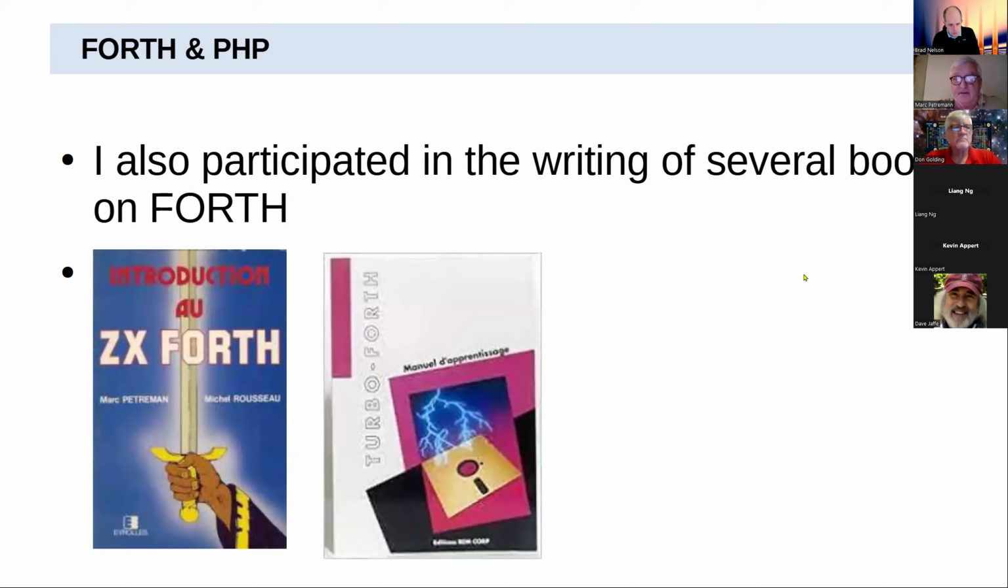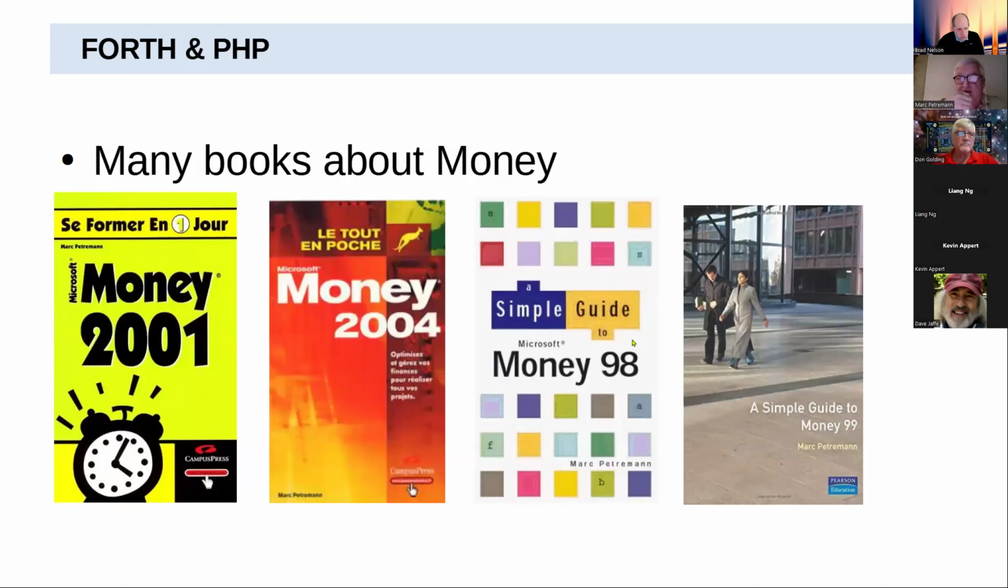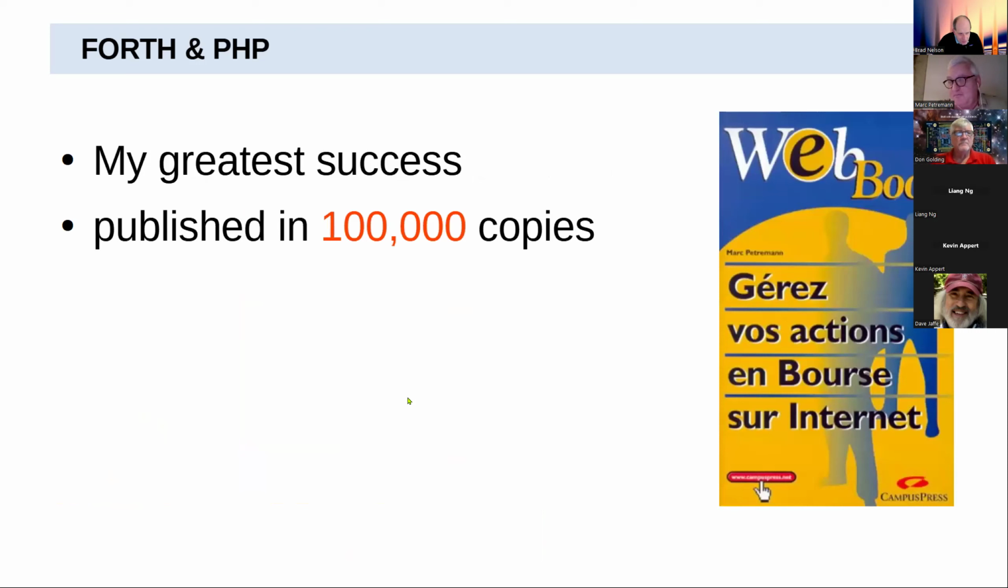The second is a book in two exemplars. The first is Manuel d'Apprentissage, and the second is Manuel de Référence. These two books are for the IBM PC MS-DOS version. After that, I wrote a book about HTML and many books about money. Some books are in French and others in English. I have not made the translation, it's my editor.